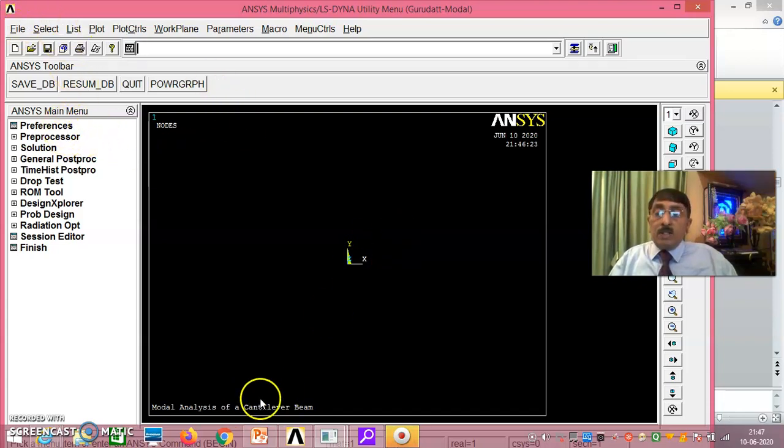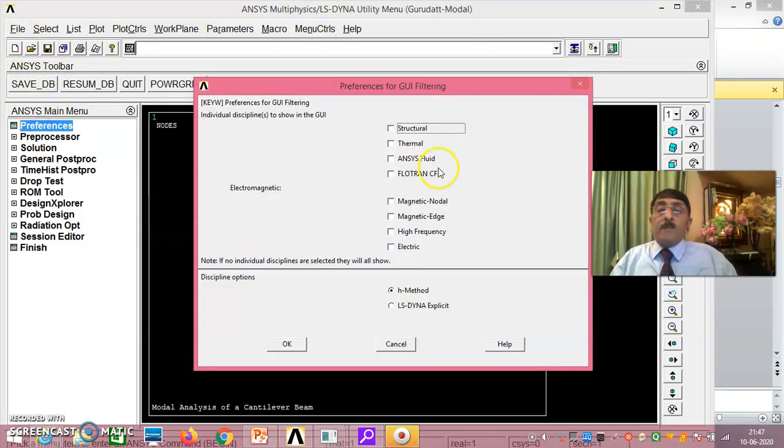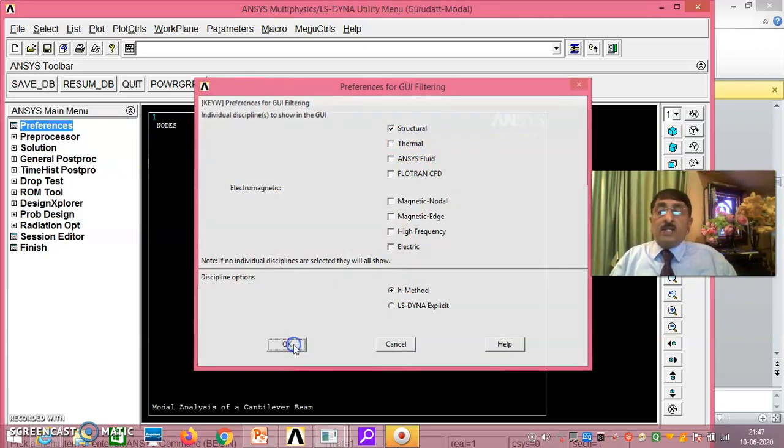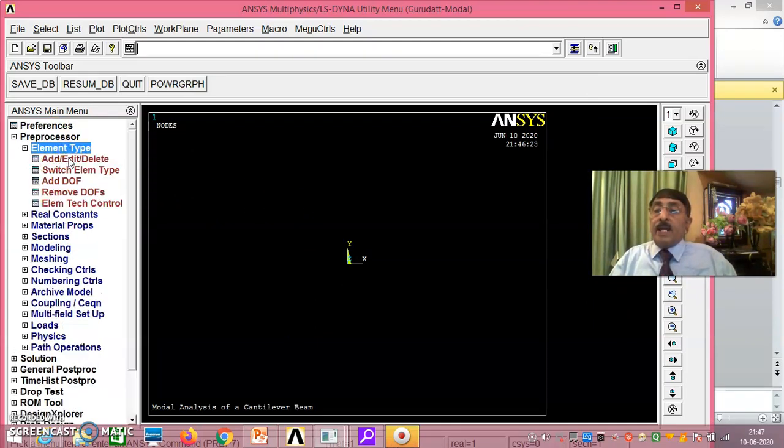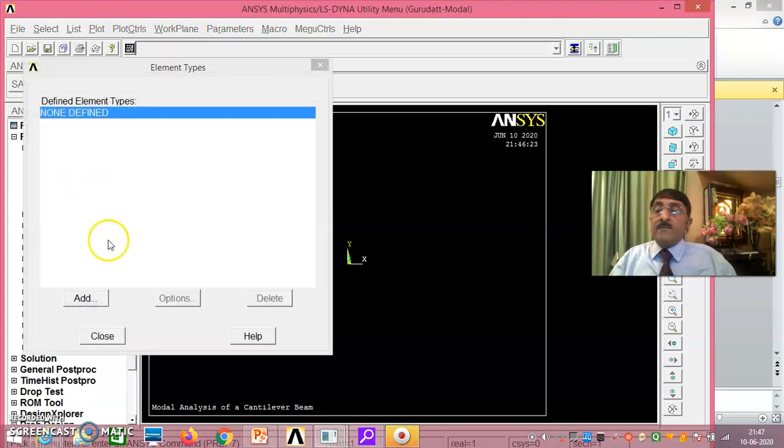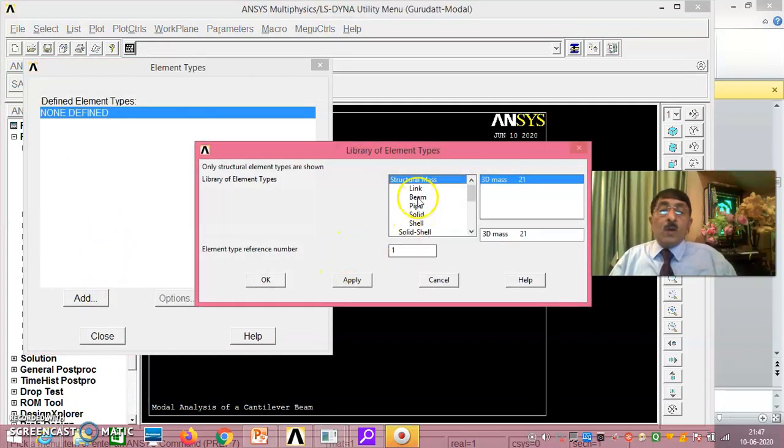Now you have changed the title and created a separate log file, go to that model. Now you see here, carefully you do. Start from here: preferences, structural, use. Initially structural analysis has to be done and finally it has to be changed to modal analysis. First you do that. Then go to preprocessor, element type, add, edit, delete, add you do. Beam 2 node 188, what you know already. Beam 2 node 188 you take, just say okay.